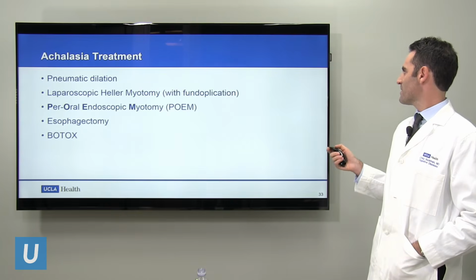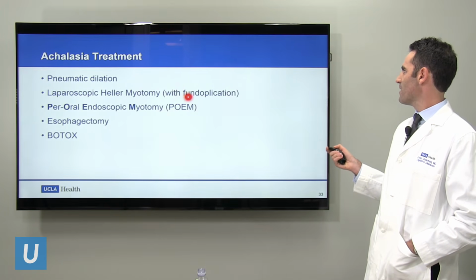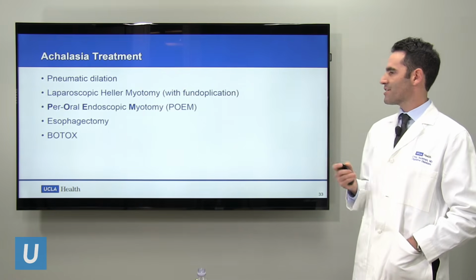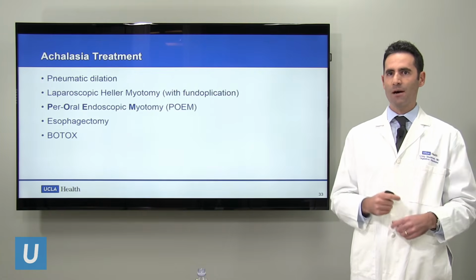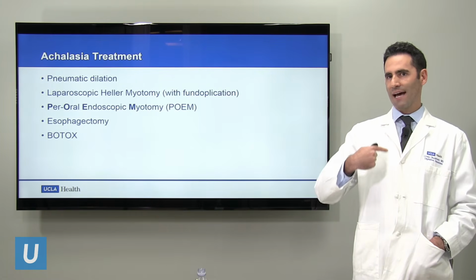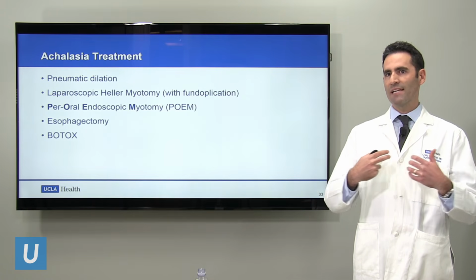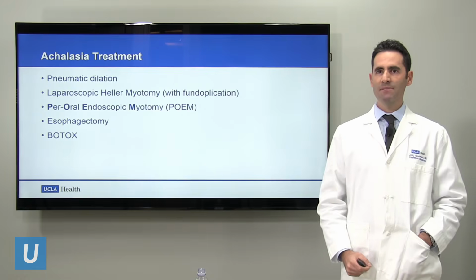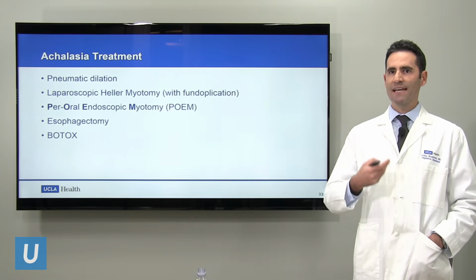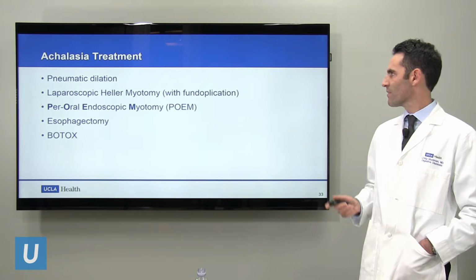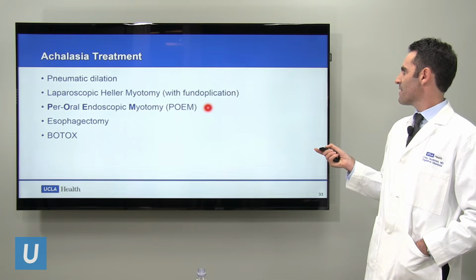Another mode of treatment of achalasia is a laparoscopic Heller myotomy. And often we do this with a fundoplication. This surgery is normally done by a surgeon. It's often done laparoscopically. And the surgeon will actually cut the lower esophageal sphincter, which is the muscle at the bottom, and that will relieve the dysphagia. At the same time, he'll do a fundoplication, which is an acid reflux procedure to prevent acid reflux after the surgery.